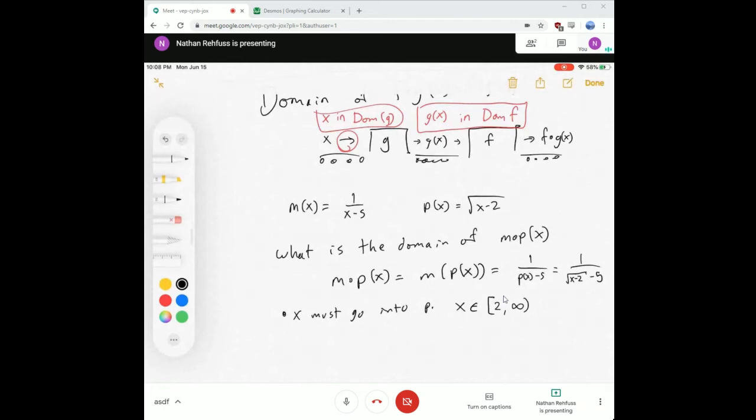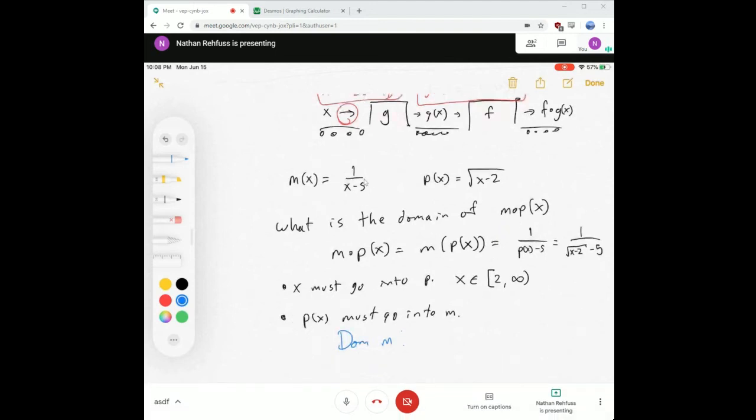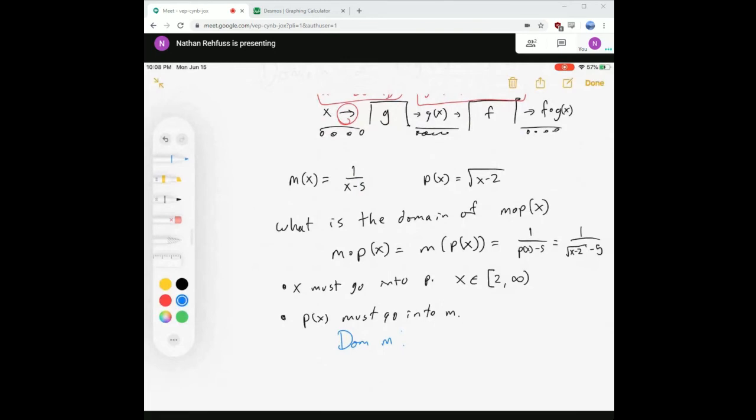Now the second thing that happens is x came out of p, and we got p of x. And now that whole thing has to go into m. So this is going to take a little deciphering. p of x must go into m. What's the domain of m? What can't I plug in here? 1 over x minus 5. I cannot divide by 0. So x minus 5 can't be 0. x cannot be 5. The domain of m is every number except for 5.